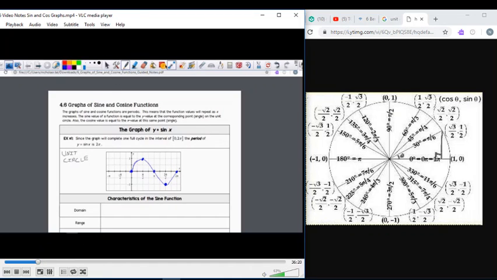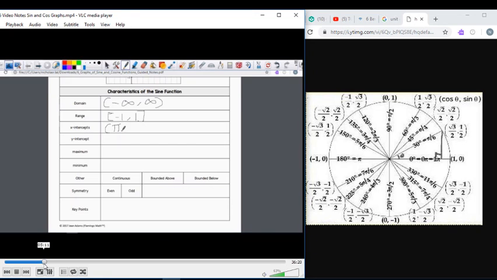Now, the next part, when I fill in those notes, I'm going to be writing the domain. In the domain, there's never going to be an input that's invalid. All values for the domain are going to be valid because you can just keep on going. Start at 0, -2 pi, -4 pi, -6 pi, -8 pi, -10 pi, going on forever. You can just keep on going around. And then positive values, you can go from 0, 2 pi, 4 pi, 6 pi, 8 pi, 10 pi. You can keep rotating around the unit circle and you'll be fine.